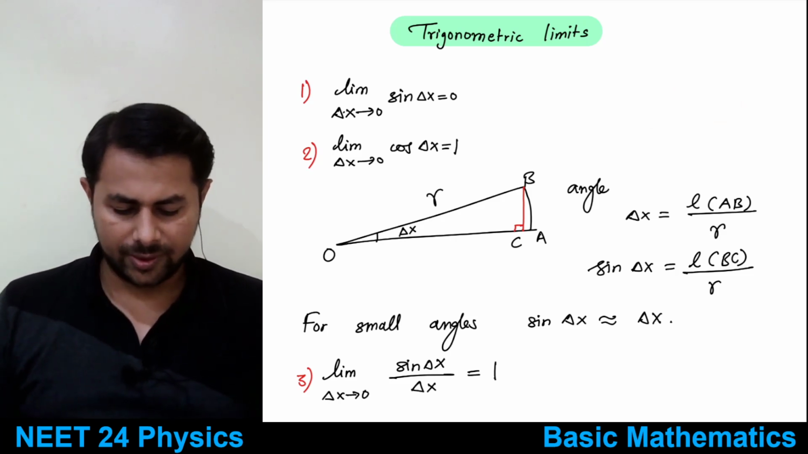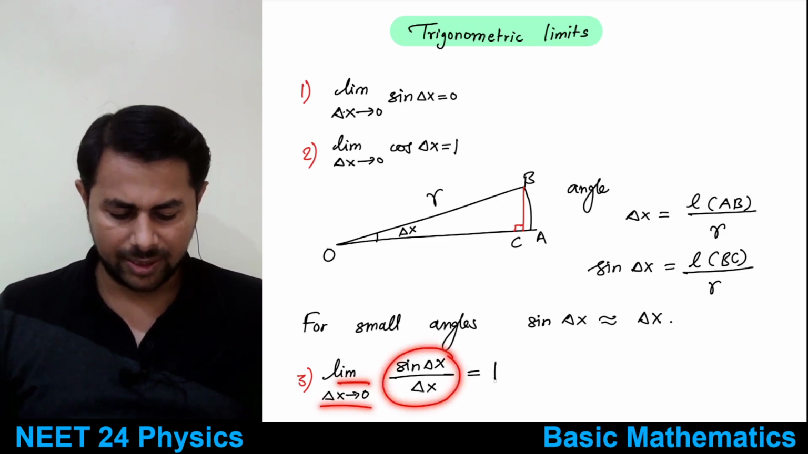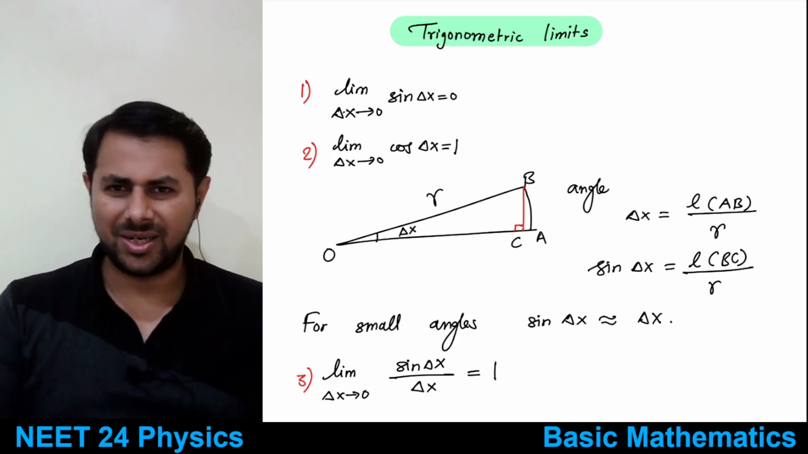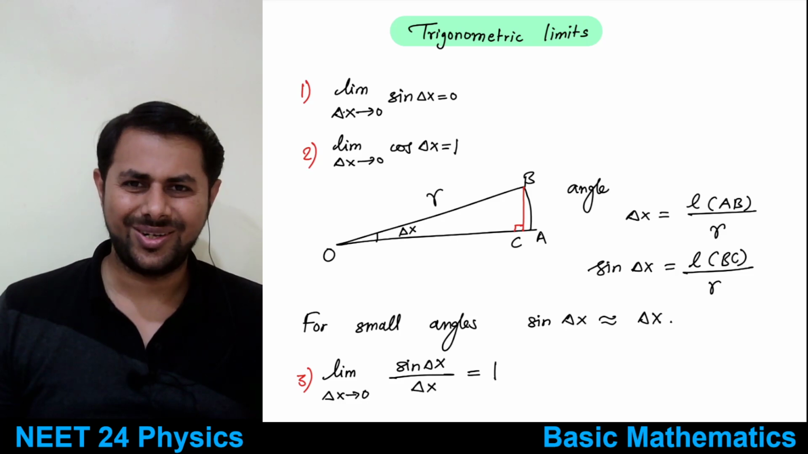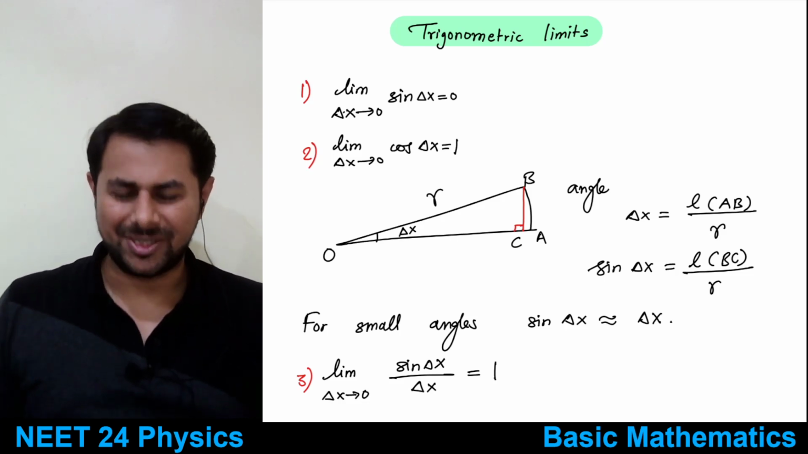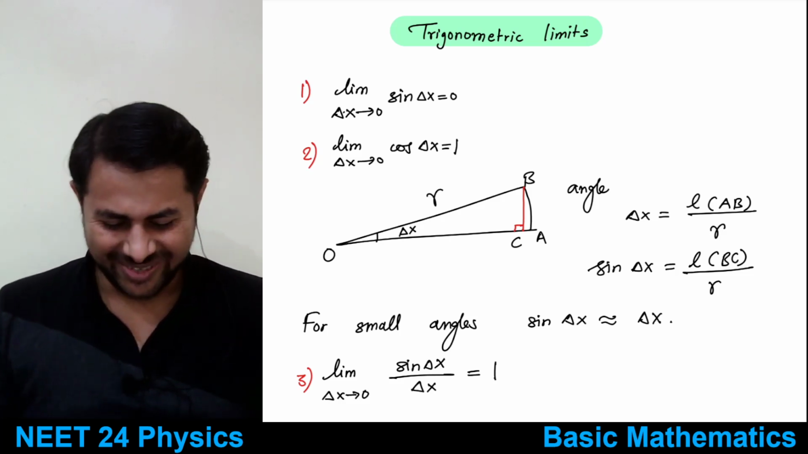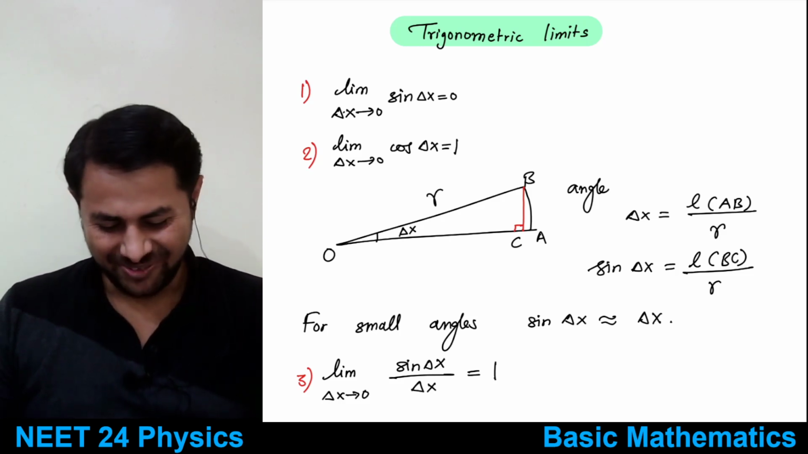Then there is another limit: the limit as delta x tends to 0 of sine of delta x upon delta x is equal to 1. You don't need to remember any of this. I am just explaining, and I will take one problem based upon this. So for that I am explaining these limits. But this is good to understand, for the people who love maths and physics, of course.